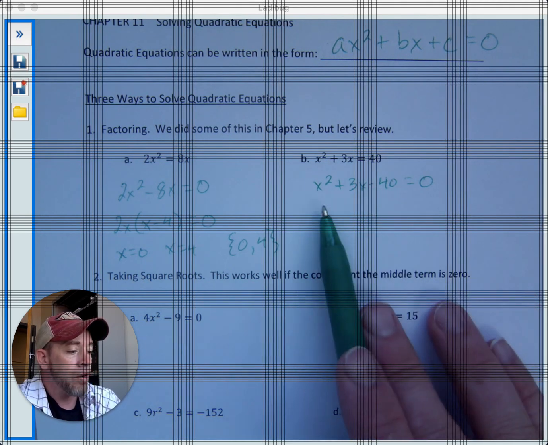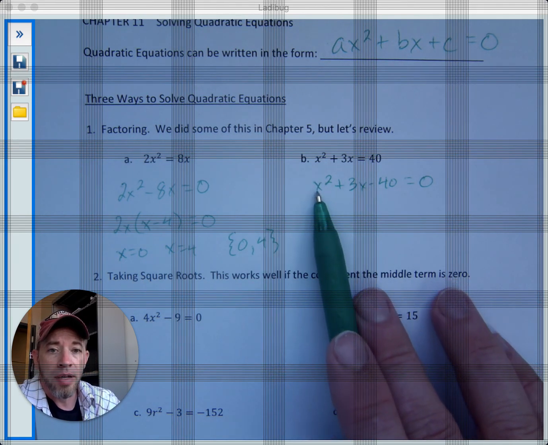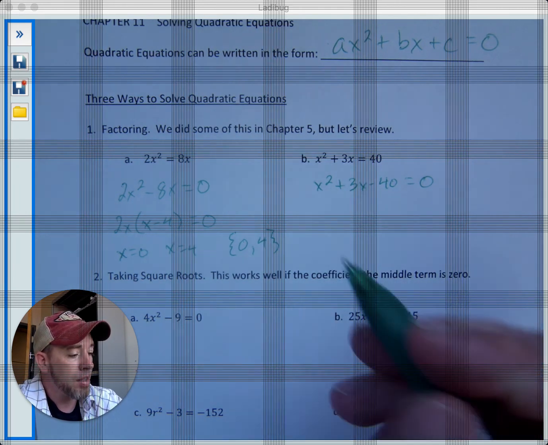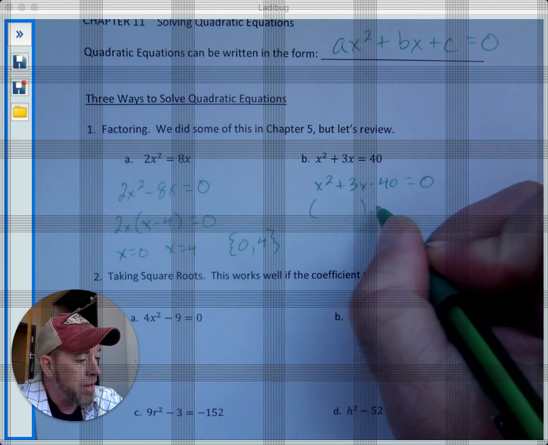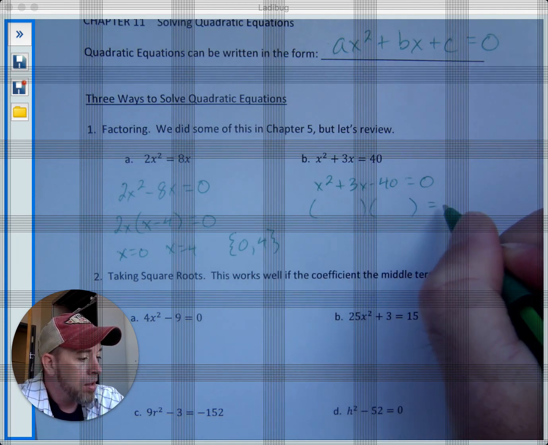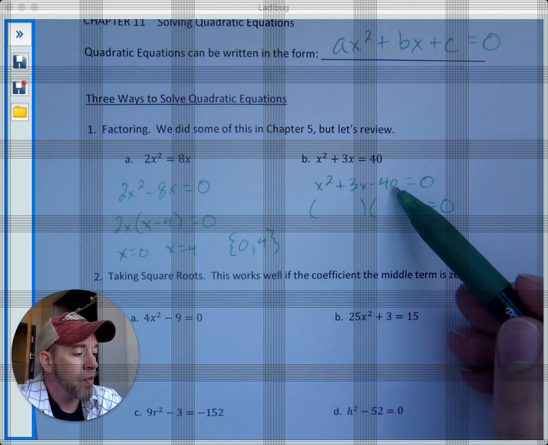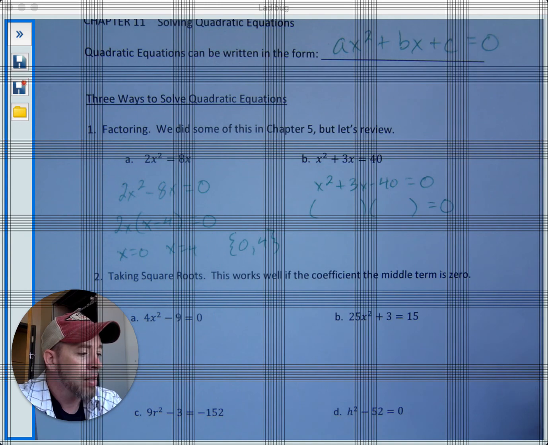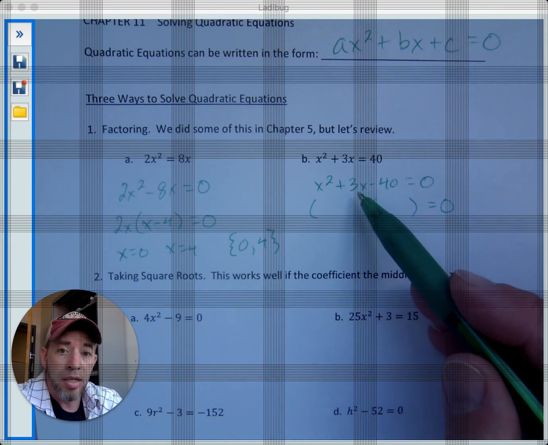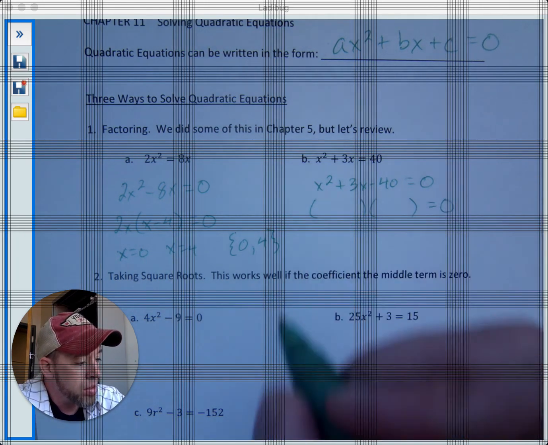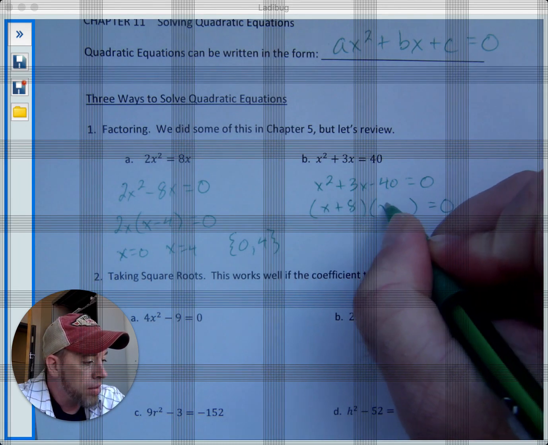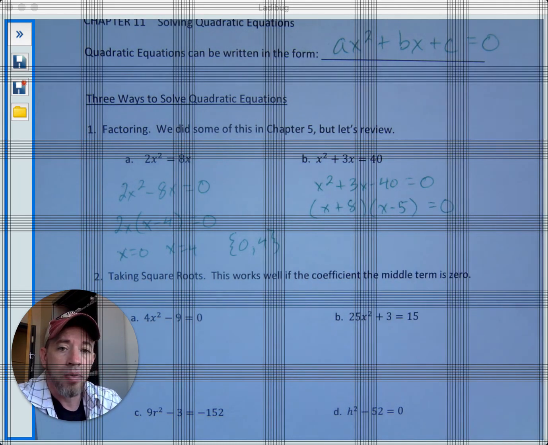So if you have a coefficient of 1 in front here and you have this trinomial, we want to find, if it's possible, 2 factors of negative 40 that add up to 3. And hopefully you're thinking, well, maybe we could use 8 and 5 somehow, right? And since the 3 is positive, we need the bigger one to be positive, so we could do x plus 8, x minus 5, and that would work, right?